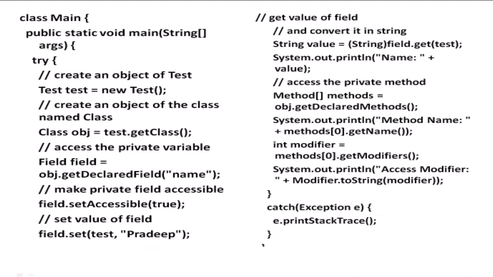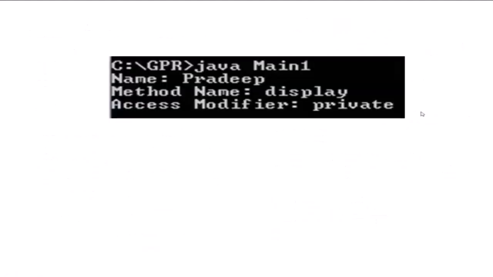So now we will see what the output is. Here it is going to show the name, whatever name is entered. Pradeep is the name entered, and it also shows the name of the method, display. The access modifier is private. Whatever method is declared as private cannot normally be modified, but by using the reflection method we can get the name. This kind of method is used in hacking.